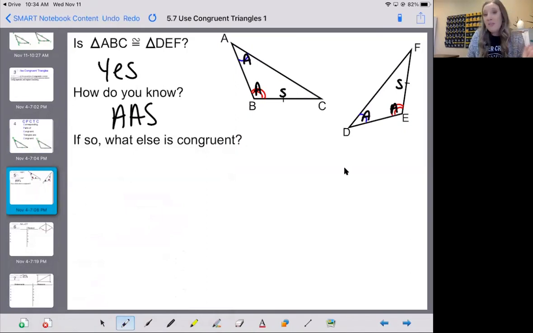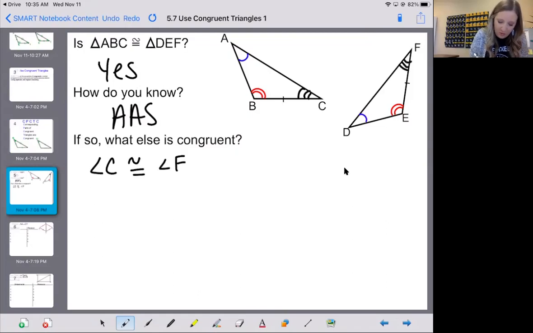And then it says, so what else is congruent, right? What else? So in this picture, we only had 3 things marked, but could we mark some other stuff? Well, yeah, now we can. So angle C is congruent to angle F. I would also add that segment AC is congruent to segment DF. Oops, I put angle. Segment AC and segment DF. And then, of course, there's a third side, right? This third side would be AB congruent to DE.